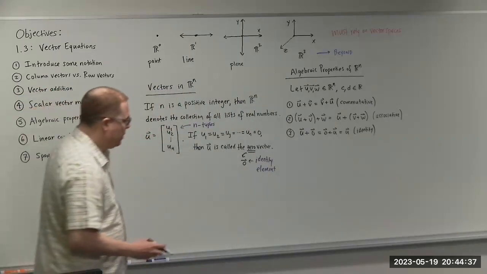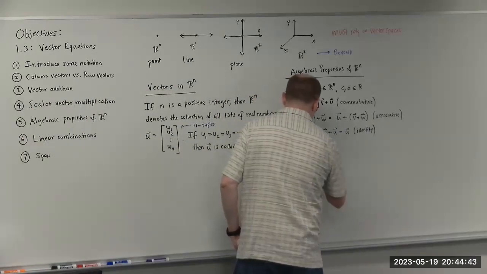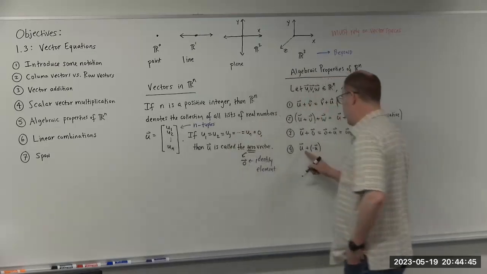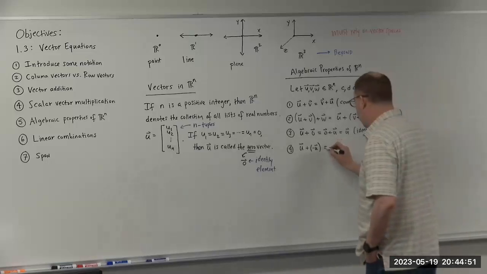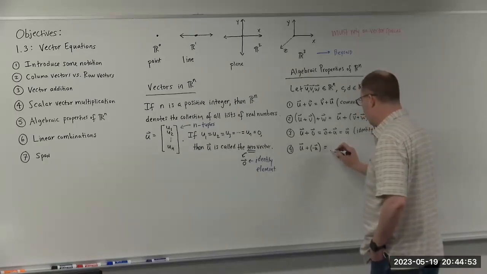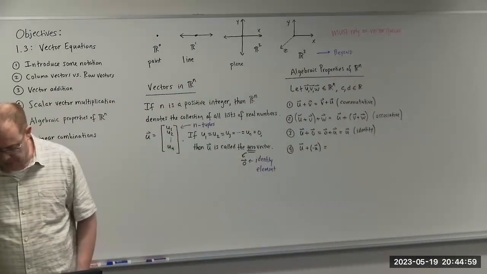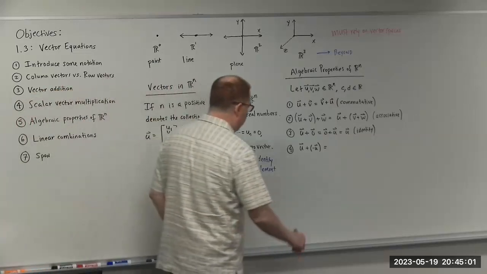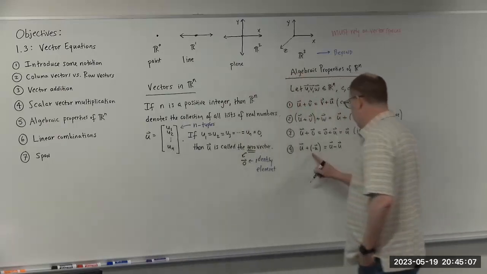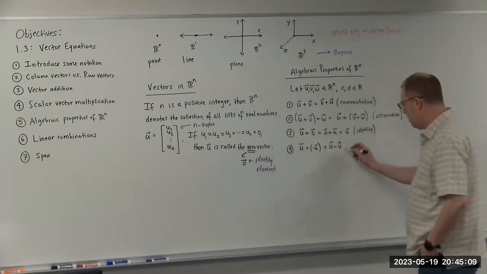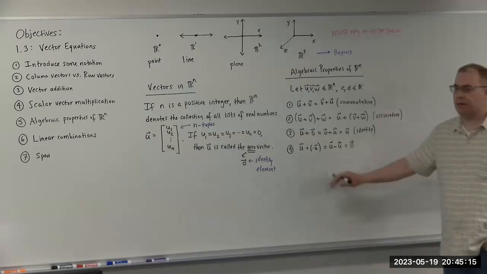Next one is if we have u plus the inverse of that vector. Remember, in the inverse, we take the negative of that. So if we say minus u plus u, then basically we get back the identity element. Plus minus turns into a negative, so this is going to give us back our identity element. This is what's called the inverse property.